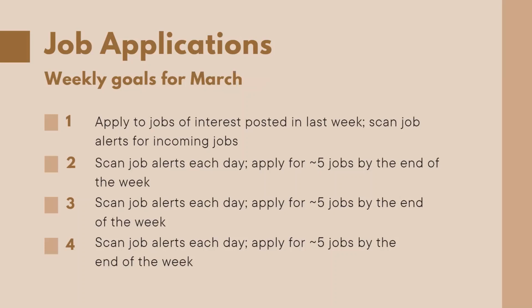Then we're moving into our weekly goals for March. With the job application process, this is a lot more straightforward. Week 1, apply to jobs of interest posted in the last week and scan job alerts for incoming jobs. And then my goals for weeks 2, 3, and 4 are the same. Scan job alerts each day and apply for about 5 jobs by the end of the week. Same the next week and the week after. So the idea here is that hopefully I can develop a routine that once I've done all the heavy lifting can become really automatic.